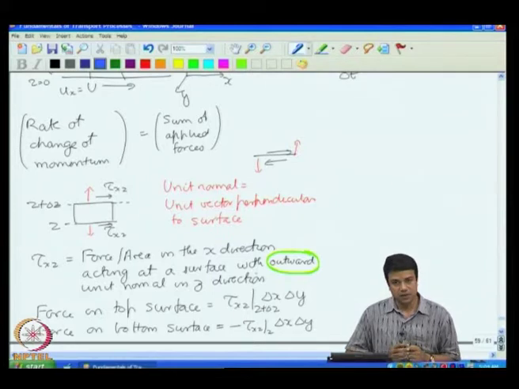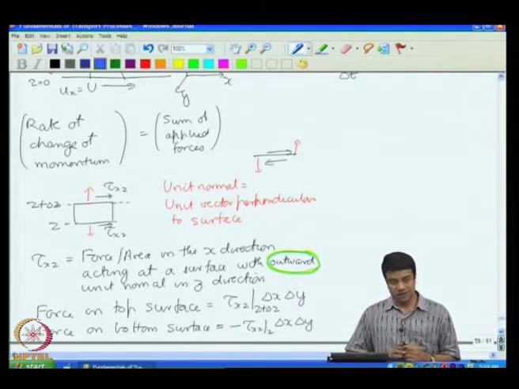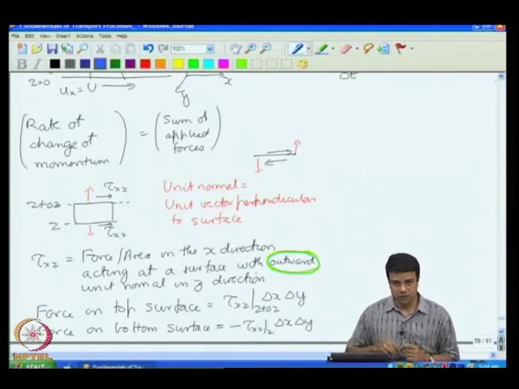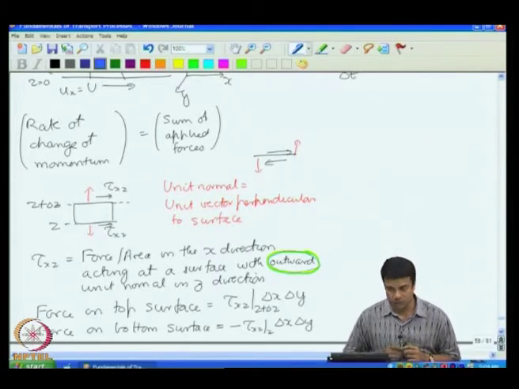It is the force per unit area in the x direction acting at the surface with outward, note outward, unit normal in the z direction. And I also told you that if the outward unit normal is in the minus z direction, the force will be minus tau x z, because if you reverse the direction of the unit normal, the direction of the force also changes according to Newton's third law.